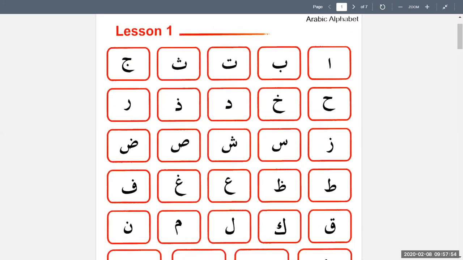Yes. Okay, Lori, go through the letters. I'm sorry, you cut out a little bit. You want me to read the letters? Read the letters, yeah. Okay. Aleph, ba, ta, ba, jim, ha, ka, dal, dal, ra, zay, seen, sheen, sod, dod, ta, or ta. Ta, good.